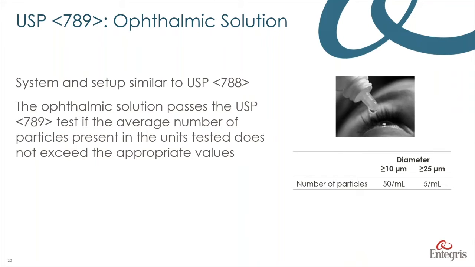The last contamination test we'll talk about is USP 789. Here we're talking about ophthalmic solutions. Very similar to the other tests, we're looking at contamination greater than 10 and greater than 25 microns. Here we just look at the number of particles per ml, and you see the specifications here of 50 per ml at 10 and 5 per ml at 25 microns. And we have automated tests for USP 789 and the software as well.